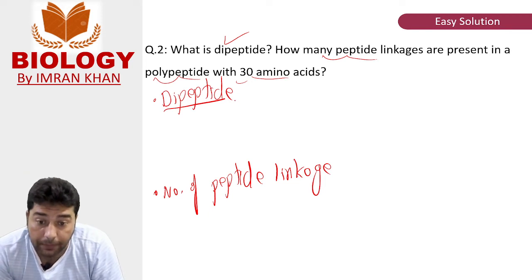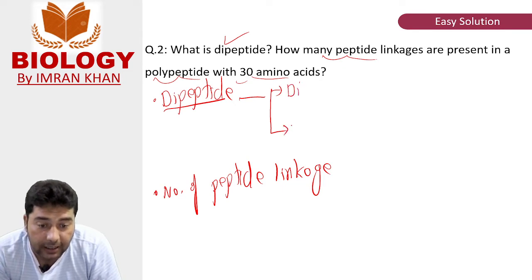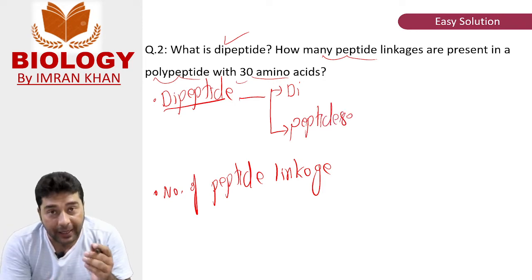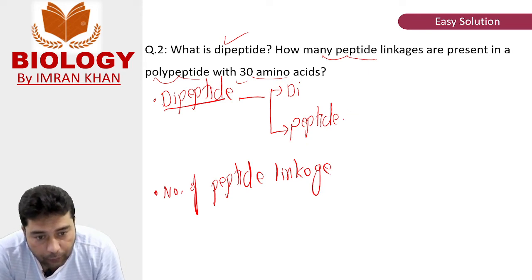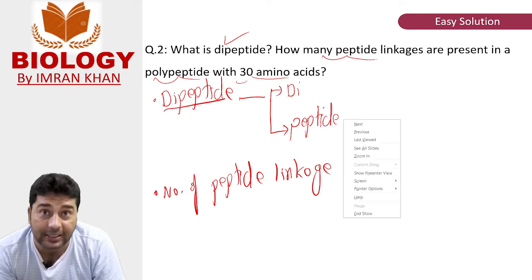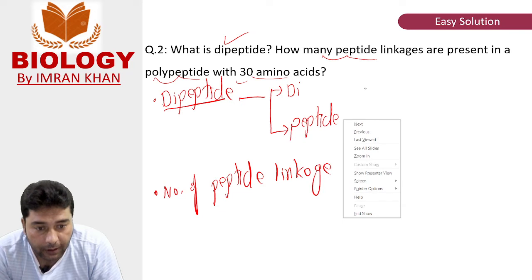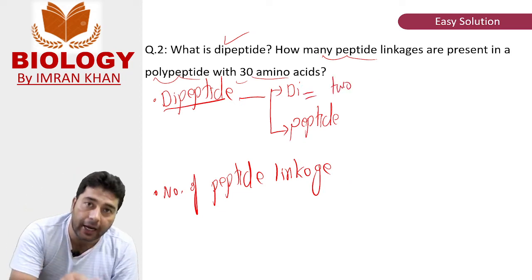So this term dipeptide is a combination of two terms. One is the prefix, di, and the other is the suffix, peptide. If you know the meaning of di and the meaning of peptide, then you will be able to answer what is dipeptide. So what does di mean? Di means two. This prefix di means two.